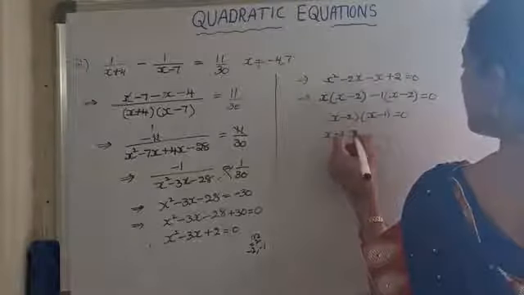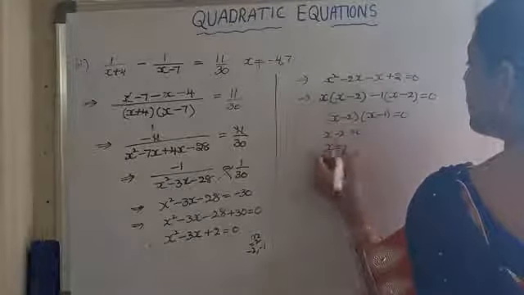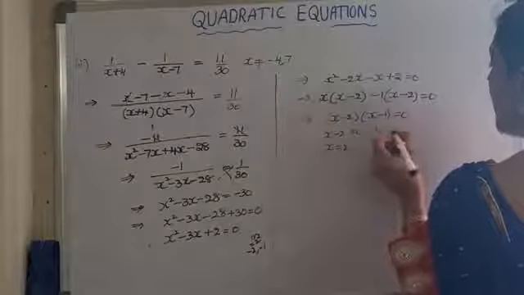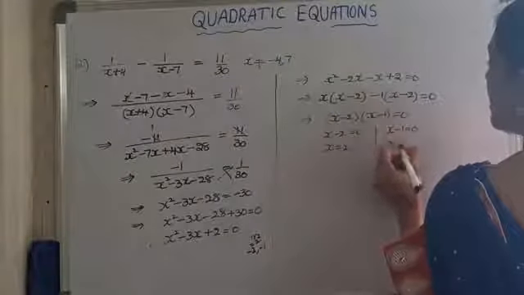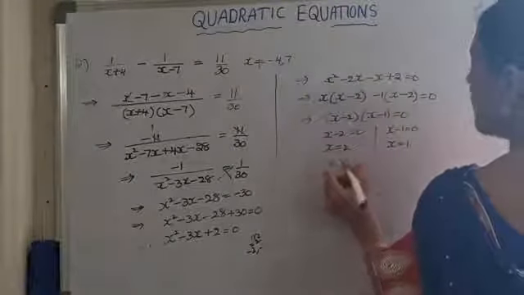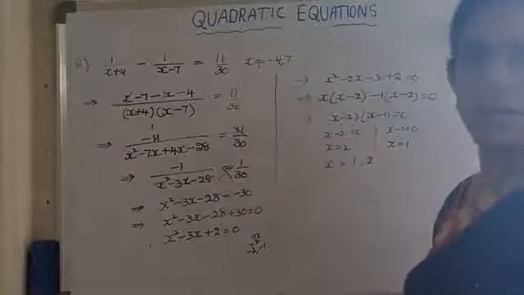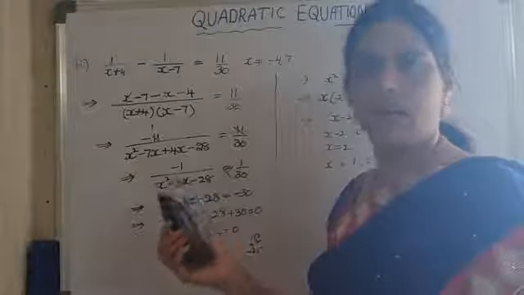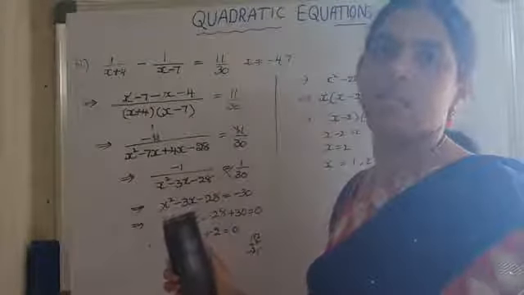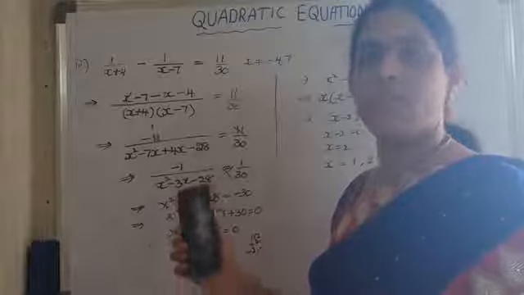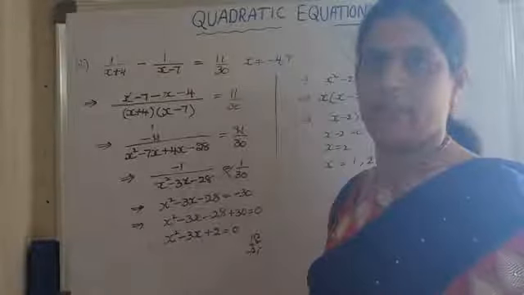x minus 2 is equal to 0, x is equal to 2. And here x minus 1 equal to 0, x is equal to 1. So x is equal to 1 and 2 are the roots or solution of the quadratic equation. This is another model. Okay. In the next class we will discuss the formula method for finding the solution of a quadratic equation. Okay. Thank you.